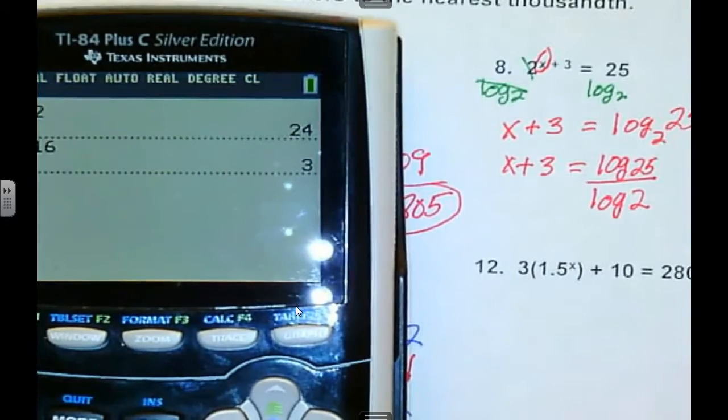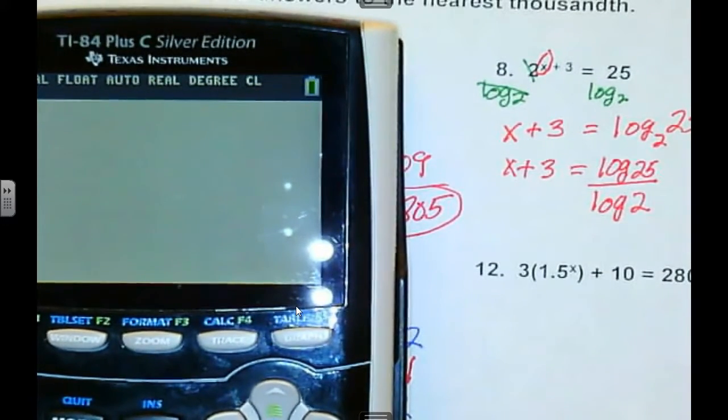Okay, I'm going to take log 25, close the parenthesis, divided by log 2, close the parenthesis.